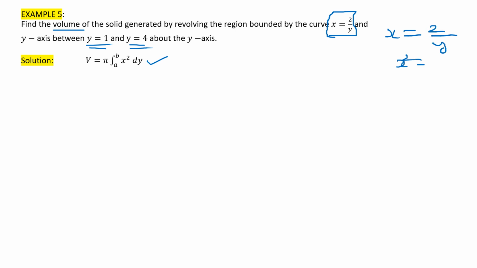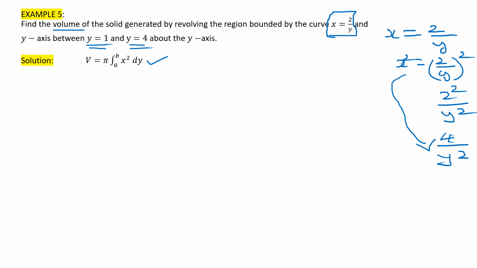So what is x power 2? X power 2 is nothing but 2 over y the whole squared. That means this is 2 power 2 divided by y power 2, that is 4 by y power 2. So my x squared is equal to 4 by y power 2. Let me substitute in the formula. So capital V, that is volume, is equal to pi. Here the lower limit is 1, upper limit is 4. In place of x power 2 we have 4 over y power 2 into dy.